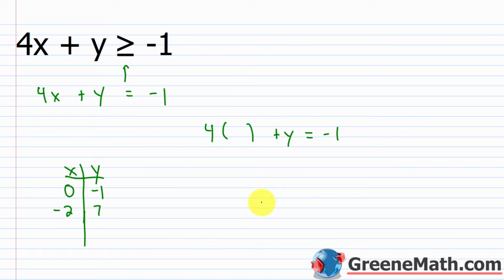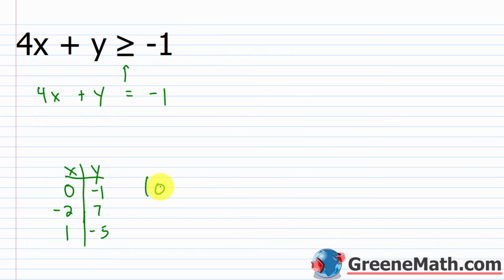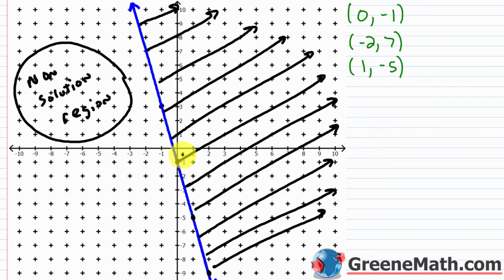Let's try something simple for x. Let's try 1. So if x is 1, 4 times 1 is 4, plus y equals -1. Subtract 4 away from each side of the equation. You get y is equal to -5. All right, so I have three ordered pairs there. So I've got 0, -1. I've got -2, 7. And I've got 1, -5. All right, so 0, -1 is right here. -2, 7. If I go 2 units to the left and 7 units up, that's right there. And then 1, -5, if I go 1 unit to the right and 5 units down, that's right there. So my points are there.